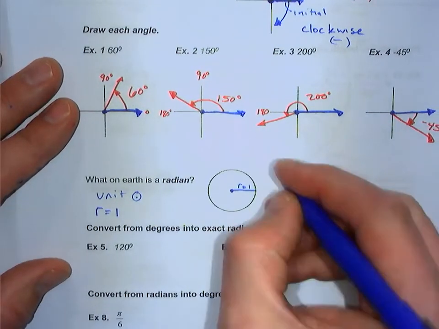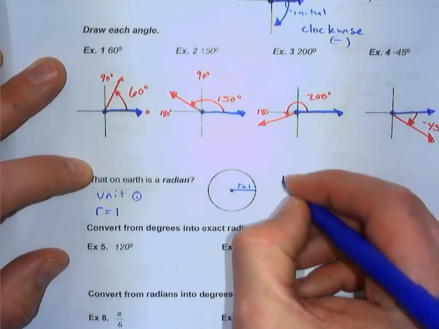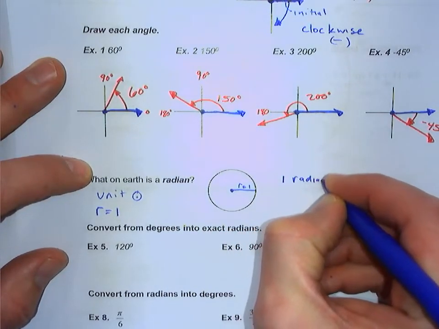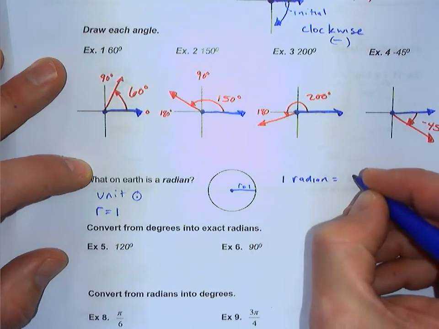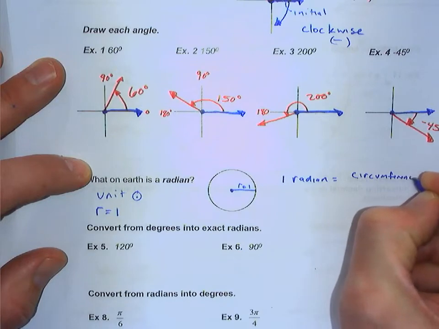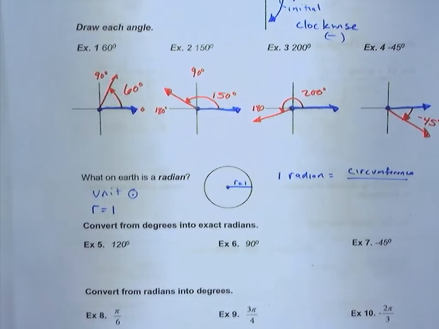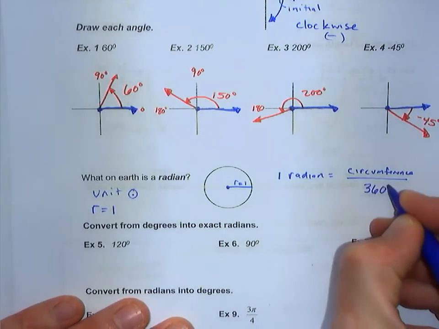Well, a radian is a relationship between the circumference of a circle and the total angle measurement in a circle. How many degrees are in a circle? If you go all the way around, what is that? That's 360 degrees. So that's what a radian is.